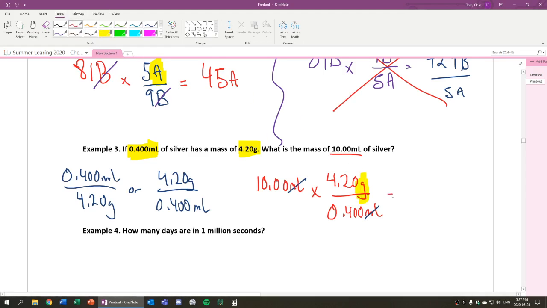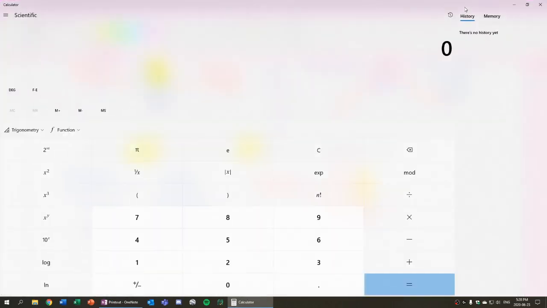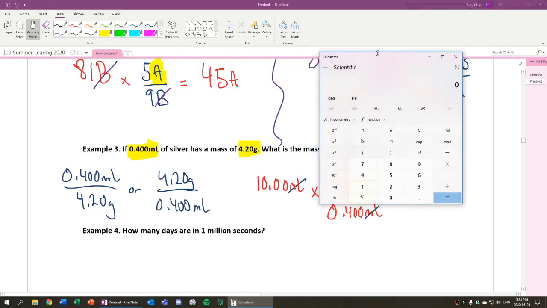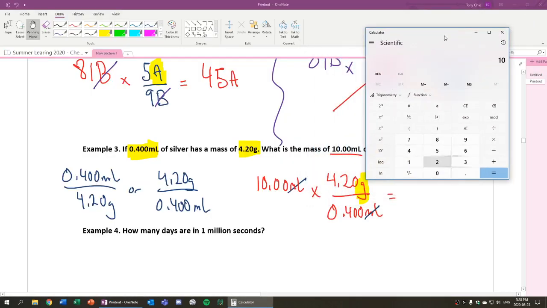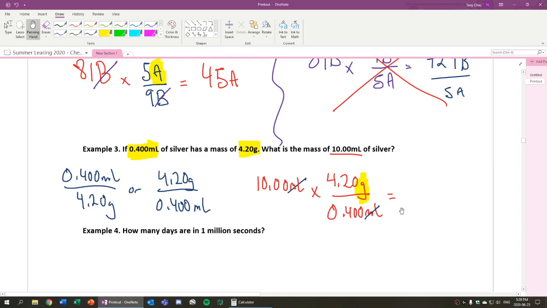So how do I solve this? When you do fraction multiplication, you multiply across the top and divide by what's on the bottom. So what I'm left with here is I'm going to have 10 times 4.2 divided by 0.4. I'm going to get 105. So 105 grams. That's how much the silver would weigh or has a mass of if you had 10 milliliters of it.